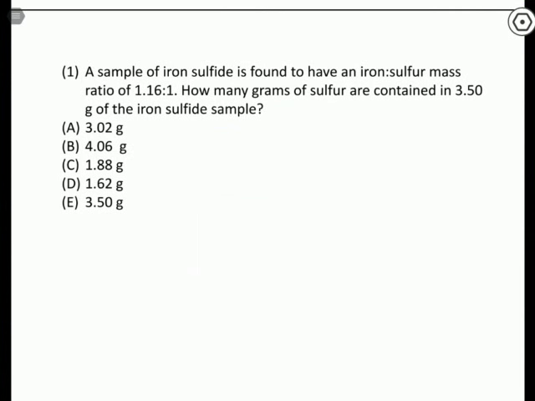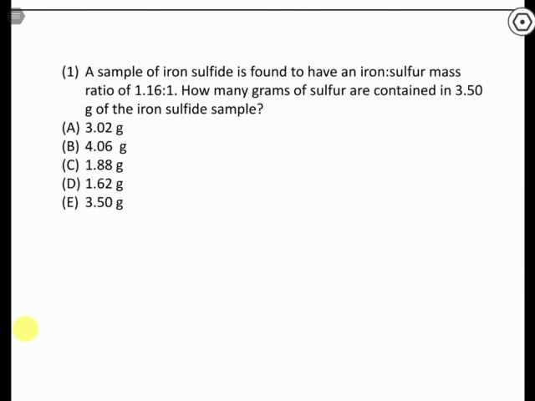So in this case, we don't know the exact formula for iron sulfide. Iron is a transition metal, so we can't possibly know what its charge is unless it's told to us. If we had the chemical formula, this would be a different and perhaps simpler problem, but it's really not that bad. We're just using mass ratios here. This is sort of along the concept of the law of definite proportions.